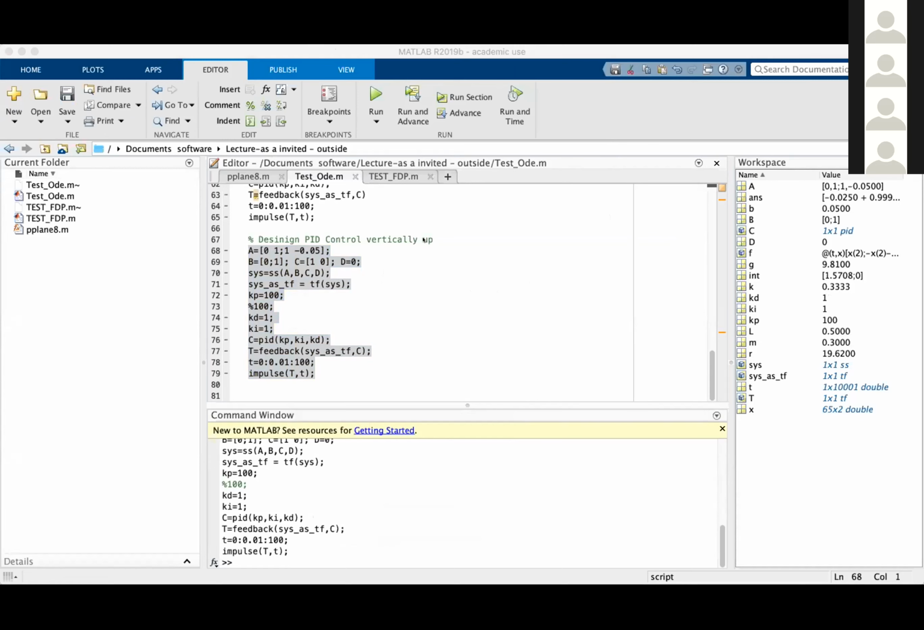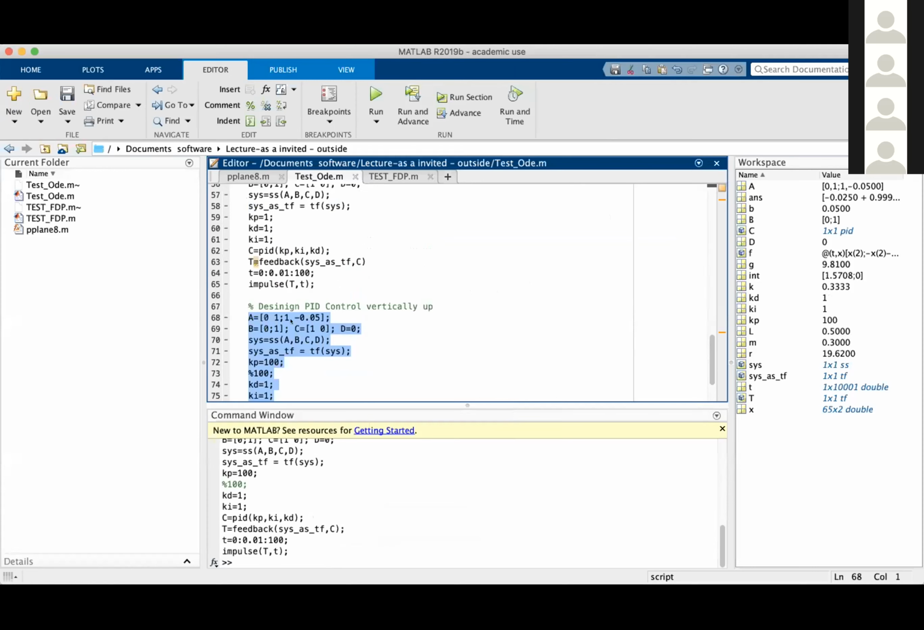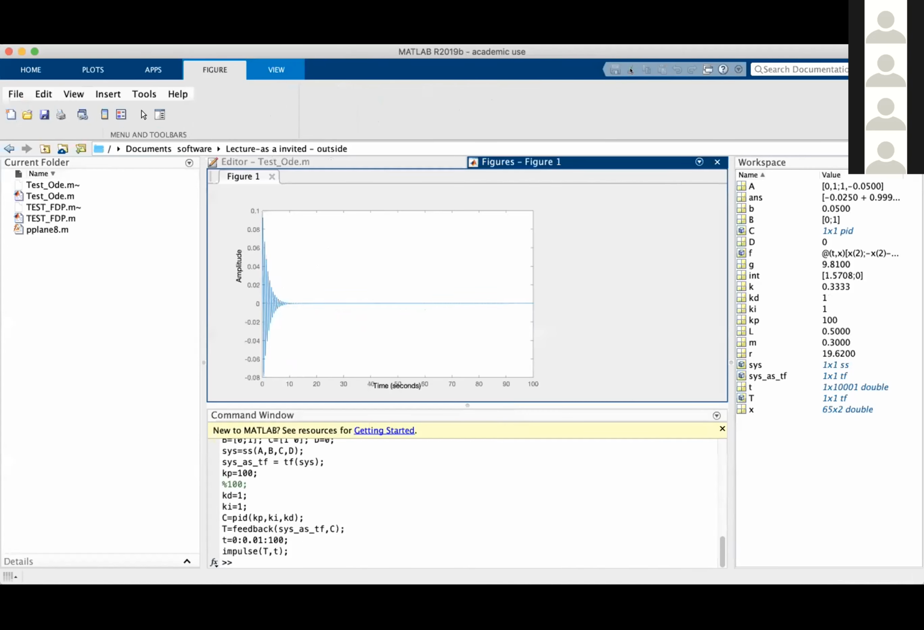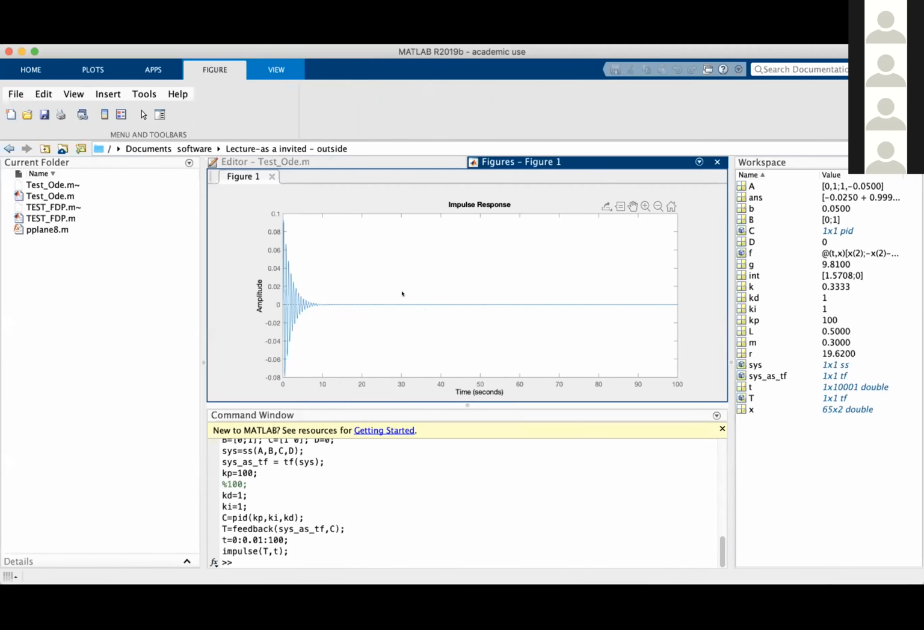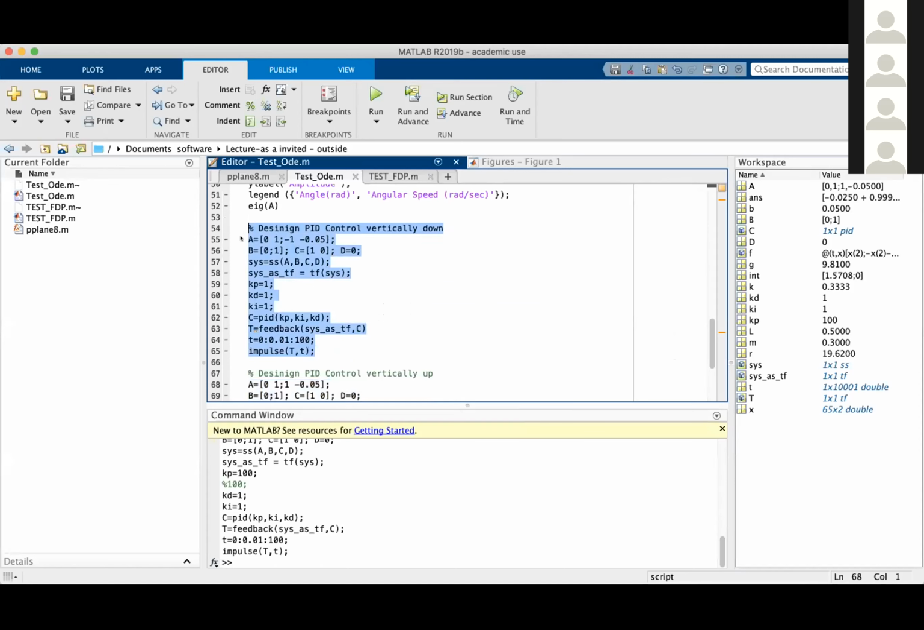Now I'll compare some results here. You see the response? If you increase the control gain, if you put more effort, your system is going to be controlled, even in the vertically up position. So what you have learned from this is, even if the system is unstable, with control you can make it stable.